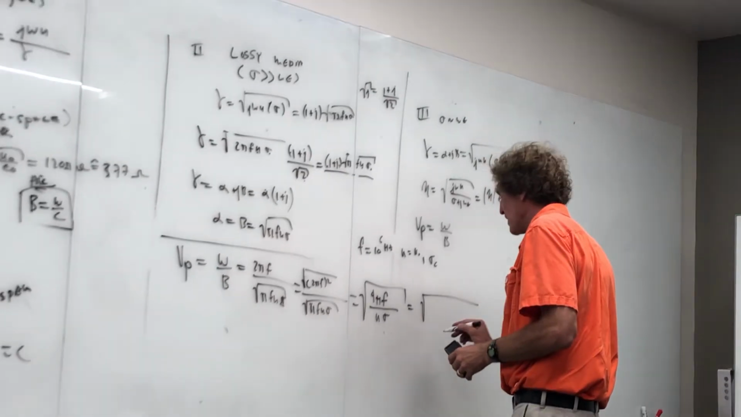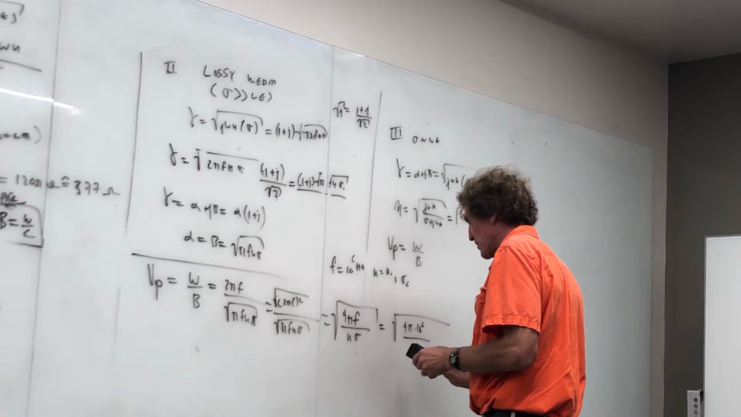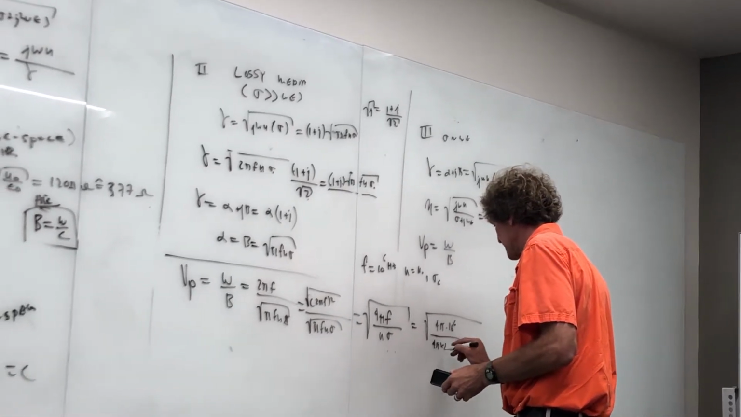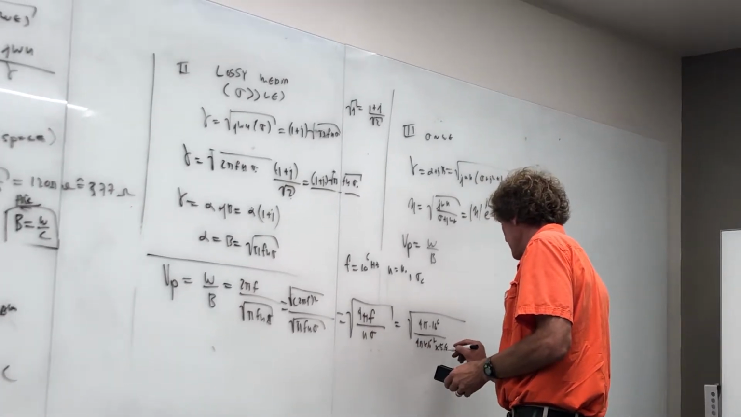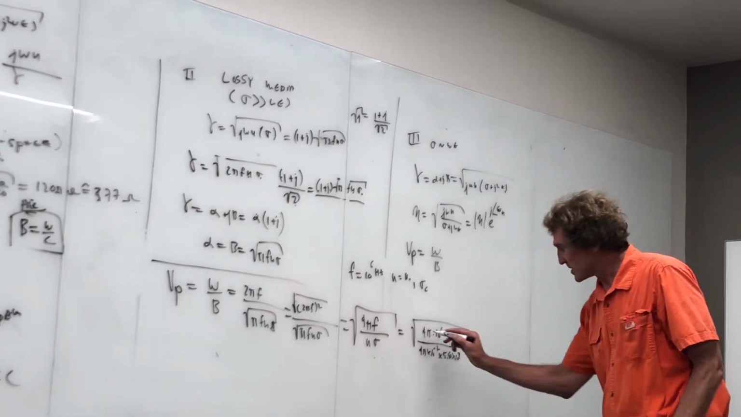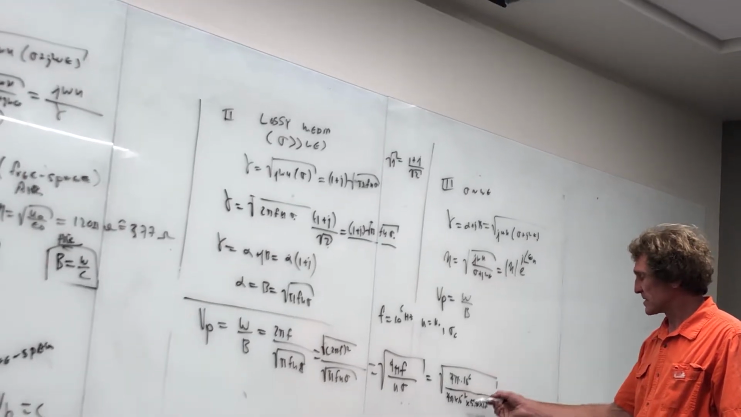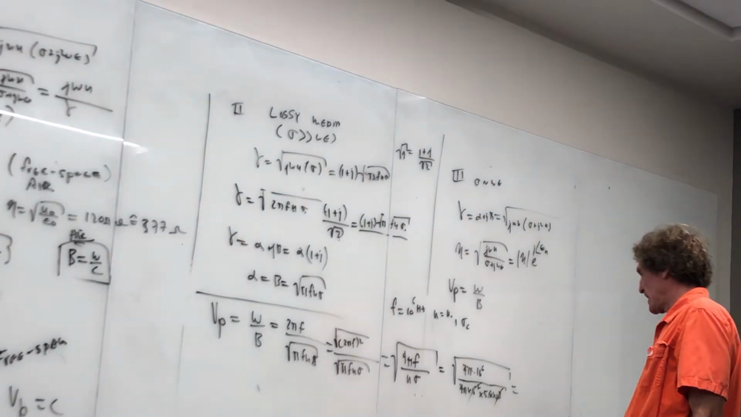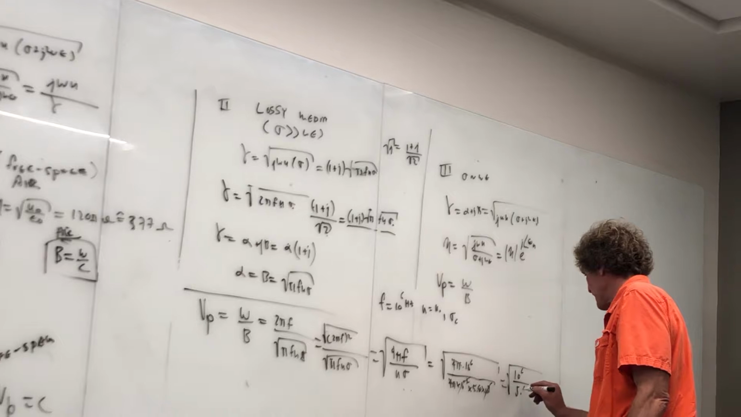Well, it'll be the square root of 4 pi times 10 to the 6th over, and this is going to be 4 pi times 10 to the minus 7th. That's mu. Sigma is 5.8 times 10 to the 7th. Well, what do you see the phase velocity of that being? The 4 pi's cancel, and the 10 to the 7th cancels the 10 to the 7th. So I have the square root of 10 to the 6th over 5.8. What is that?